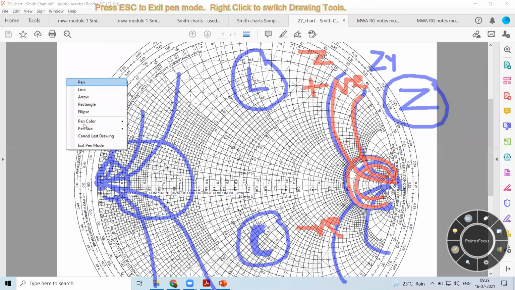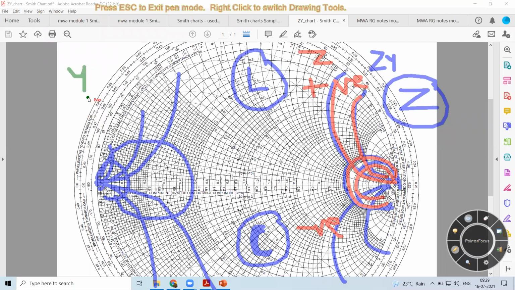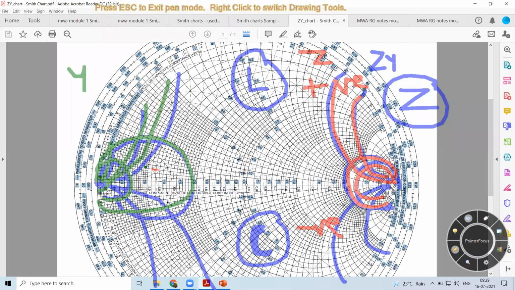Now, if the same chart is used as a Y chart, then I can make use of these circles, which are the admittance related circles. Sorry, these are the conductance circles and these are the susceptance circles.